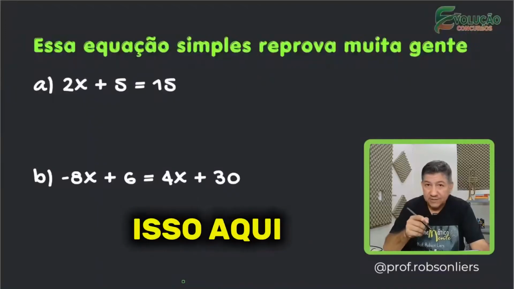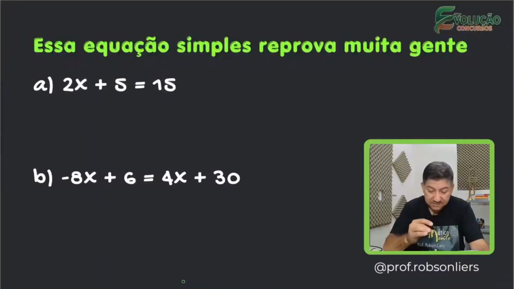If you get this wrong here, you'll get it wrong on the test. So pay attention, we have two equations here. To solve a quadratic equation, we need to find the value of x that satisfies the equation. So in part A here, we have 2x plus 5 equals 15.